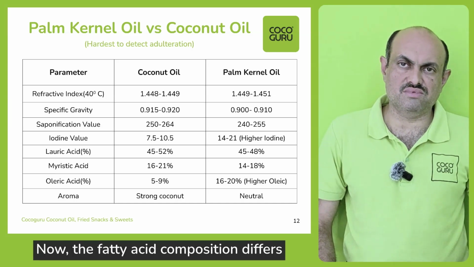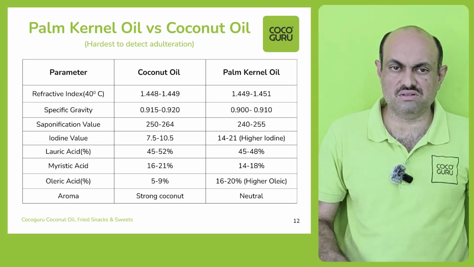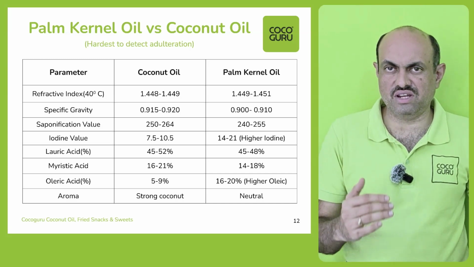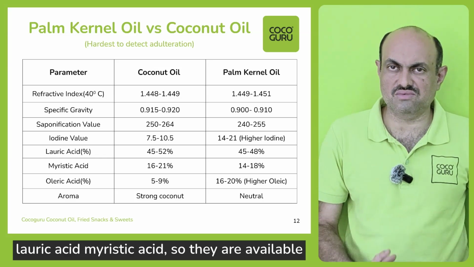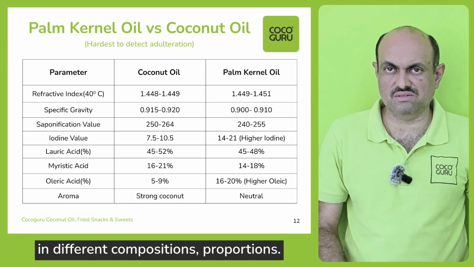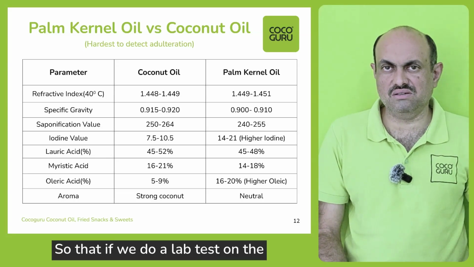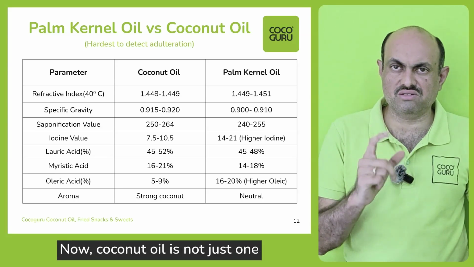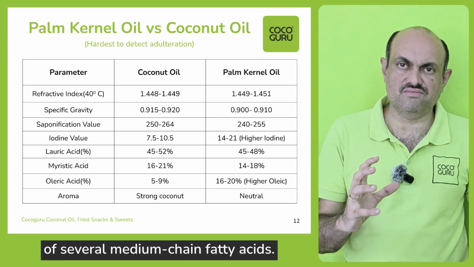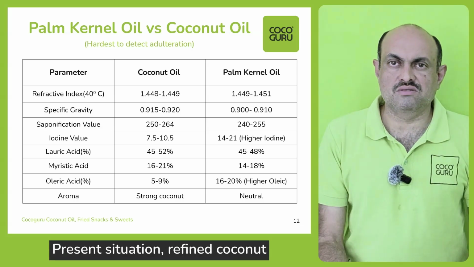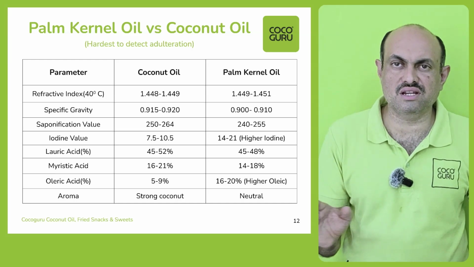The fatty acid composition also differs between coconut oil and palm kernel oil. Some of the main fatty acids present in coconut oil, like lauric acid and myristic acid, are available in different proportions, so we can detect this if we do a lab test on the fatty acid profile. Coconut oil is not just one single fatty acid; it's a combination of several medium chain fatty acids.